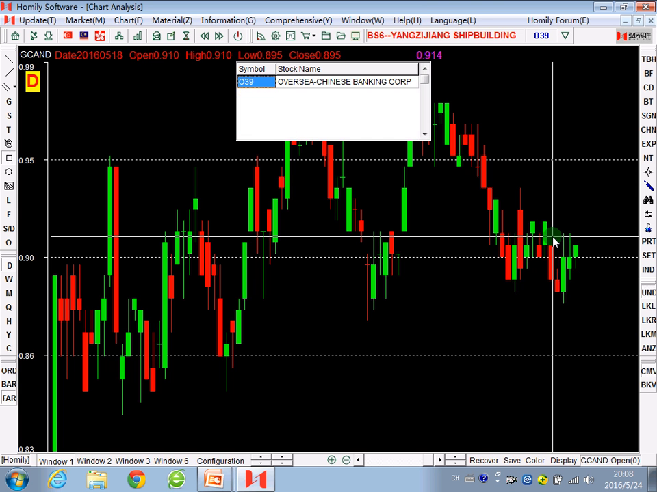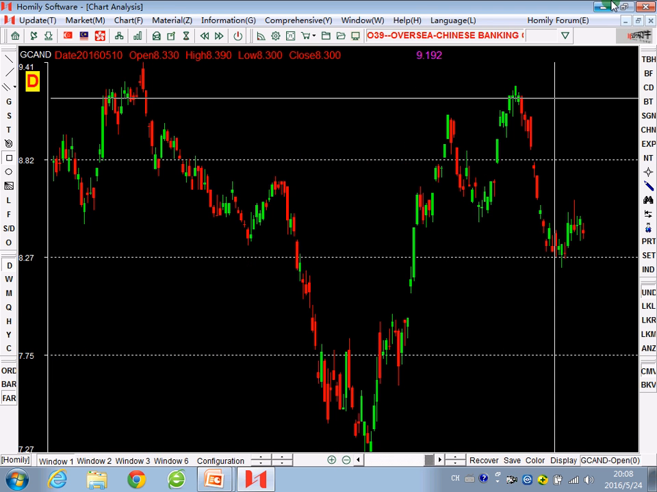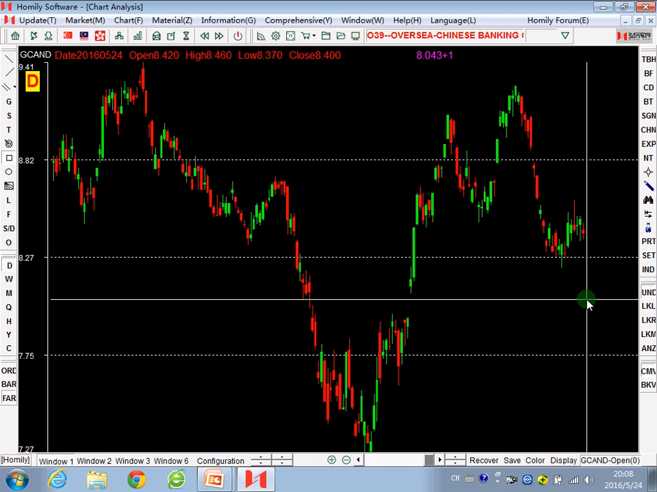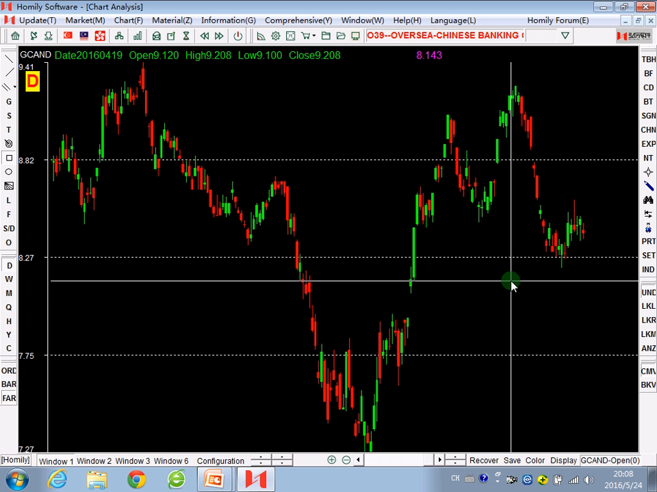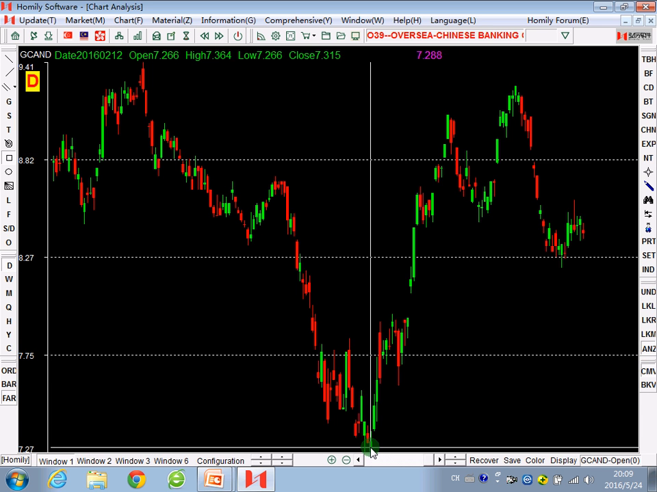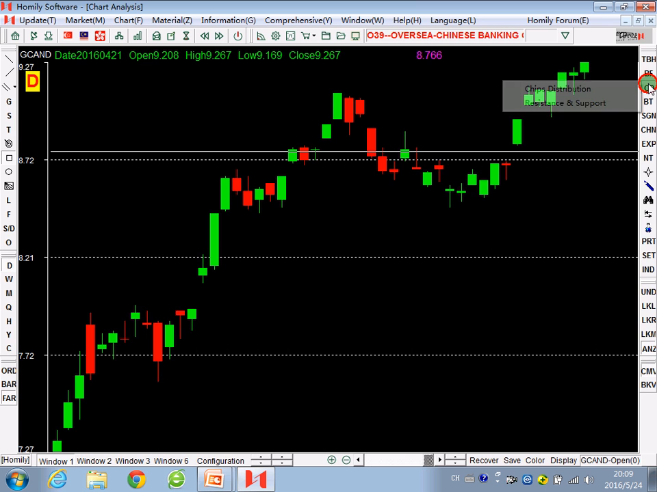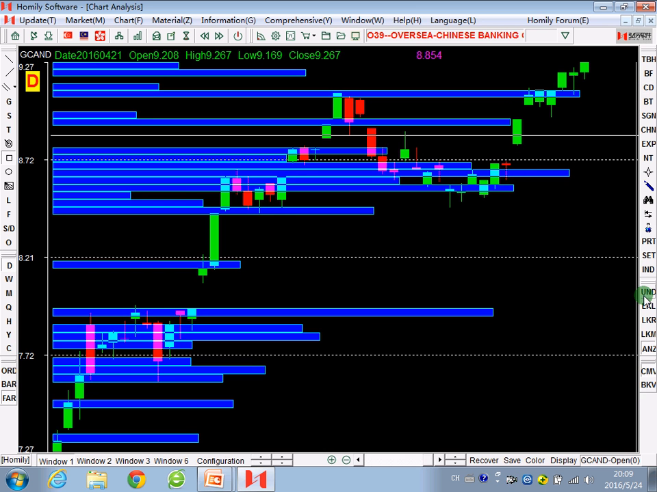let's see this stock, OCBC. So I want to know where is the next support, because these blue chips follow the trend, follow the market. Okay, this is the low point and this is the high point. Okay, then we can click CD distribution.